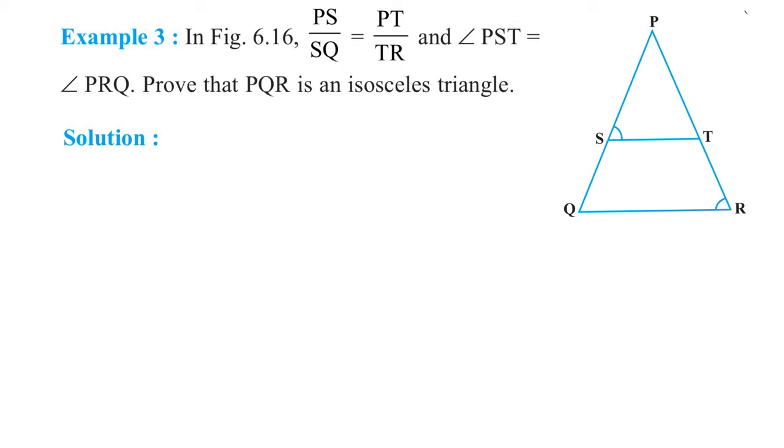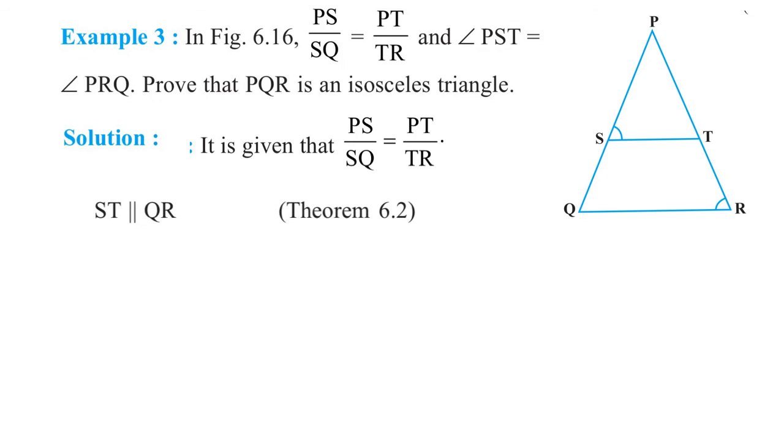What is given? It is given in the question that PS over SQ is equal to PT over TR. So if that is the case, what do you conclude about the line ST and QR? Can I say ST is parallel to QR according to theorem 6.1? Yes. So it is given that PS over SQ is equal to PT over TR. So in that case, we can easily conclude that ST is parallel to QR.